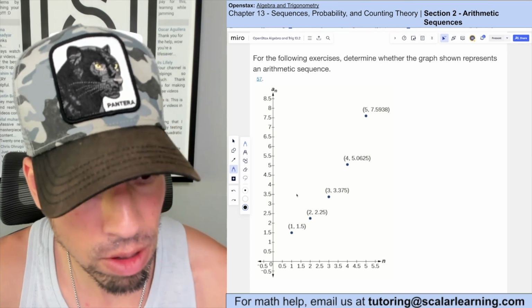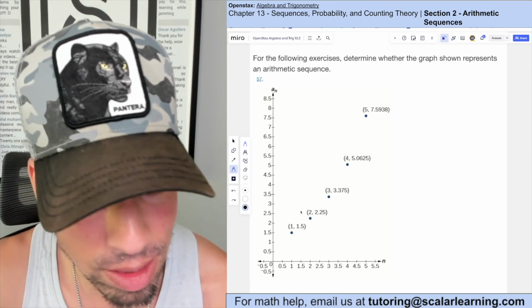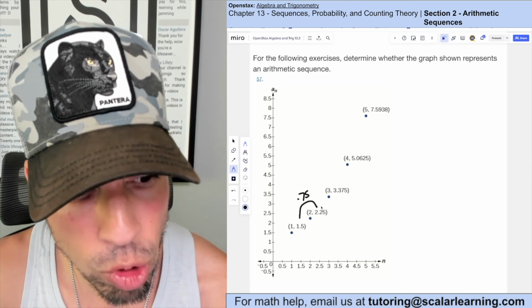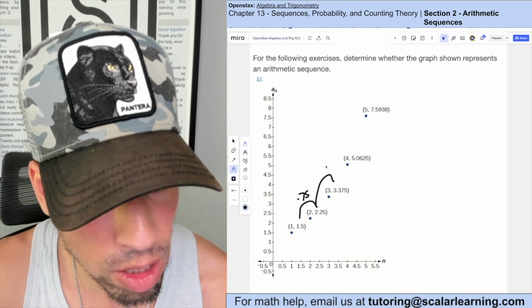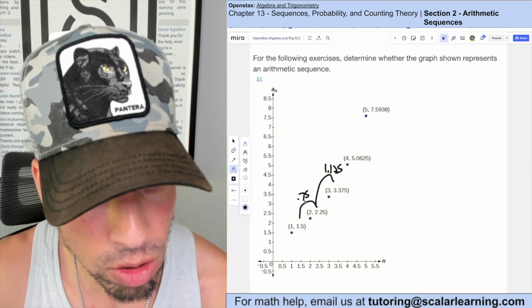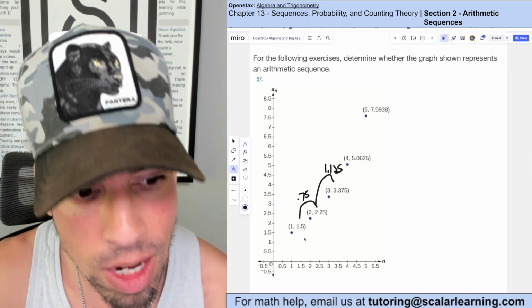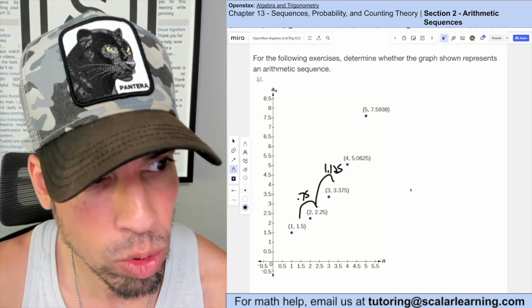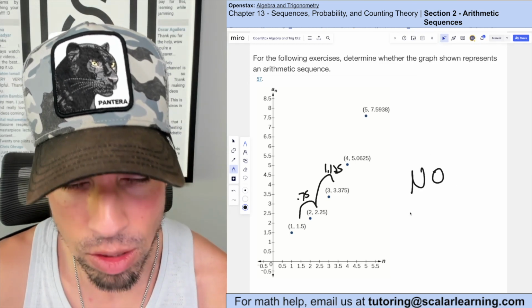But the other way that we can verify that is look at the common difference. It's not consistent. From 1.5 to 2.25, it's 0.75. Then from 2.25 to this, it's going up by 1.125. So you can already see with those two terms, it's changing. It looks more exponential than it does linear. So anyways, we'll say no, it's not an arithmetic sequence.